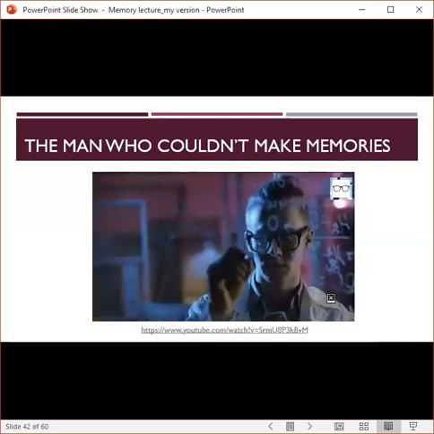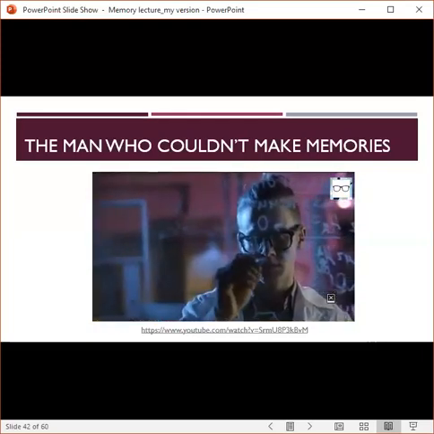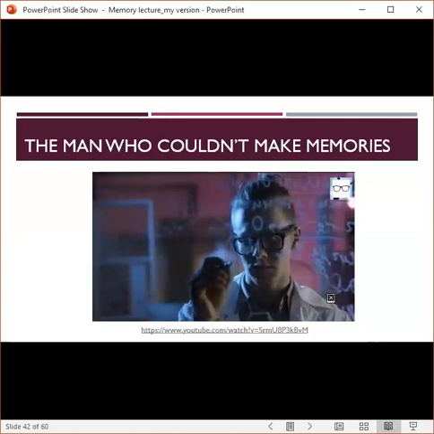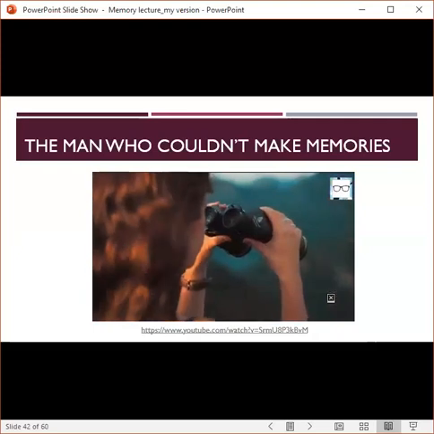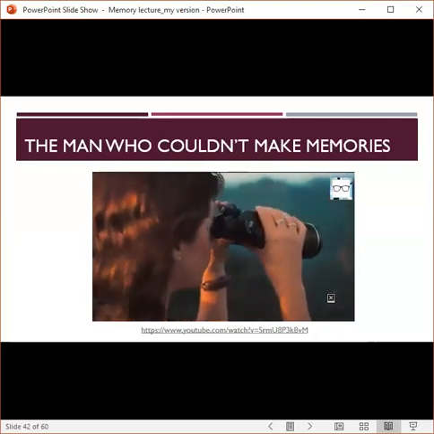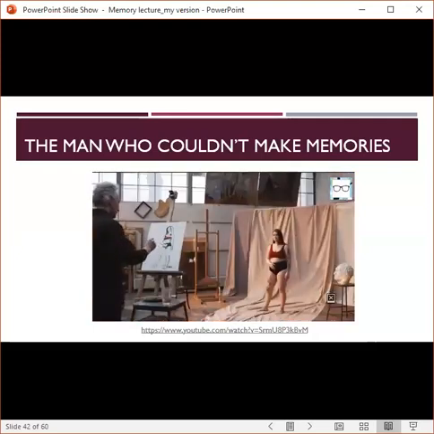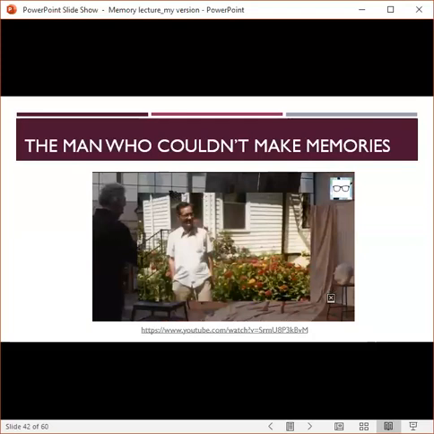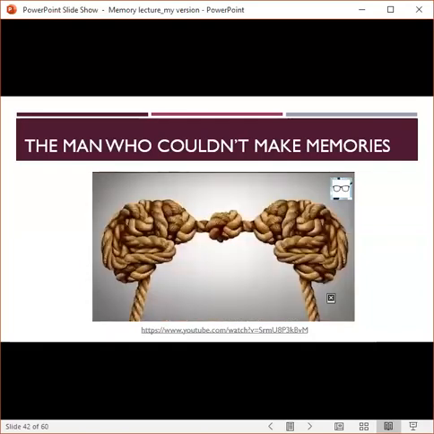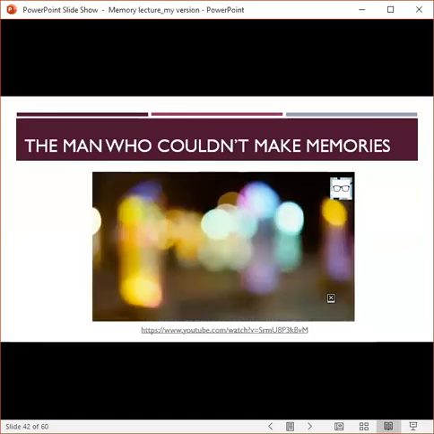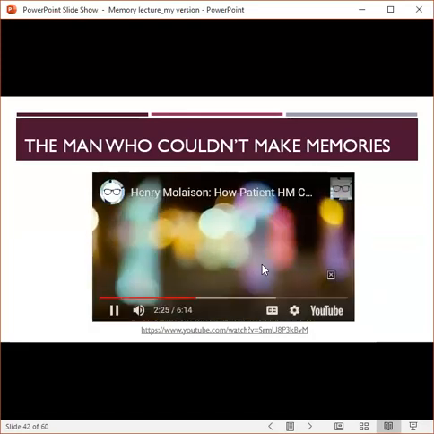Though Henry was studied extensively by both Brenda Milner and Suzanne Corkin, it was Brenda Milner's early observations that taught us most of what we know about memory. Milner found Henry to be the ideal study subject. He was highly intelligent, well-mannered, and could sit through hours and hours of testing without ever getting bored or complaining, always eager to cooperate.